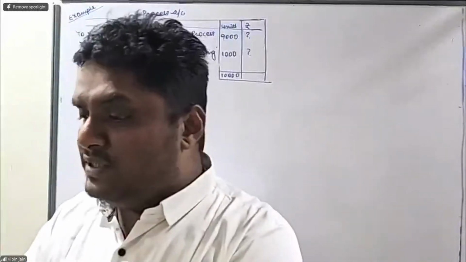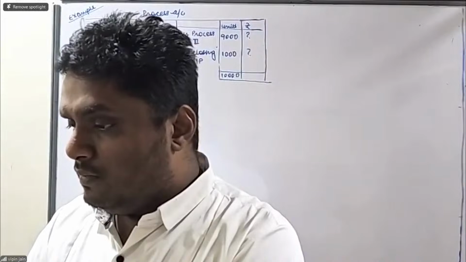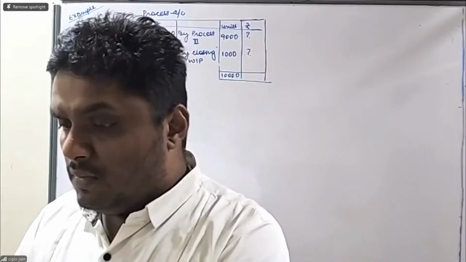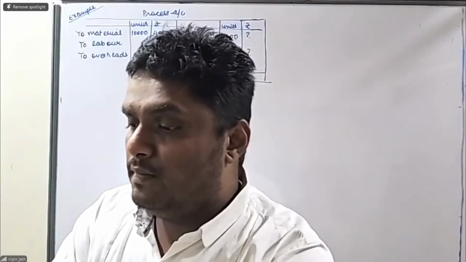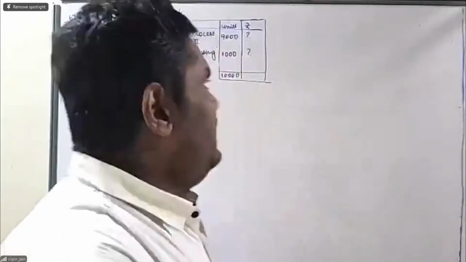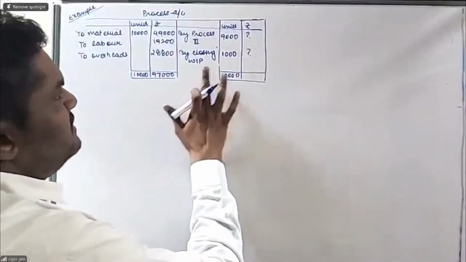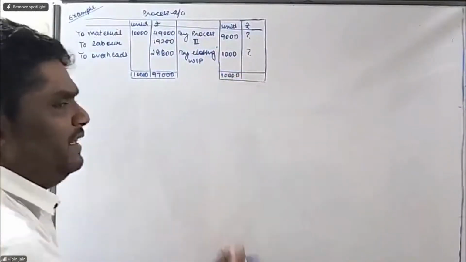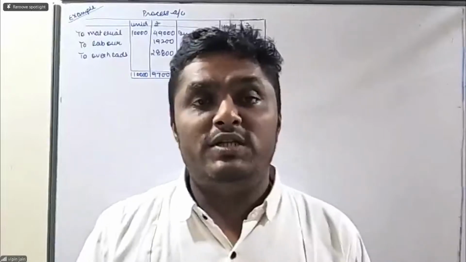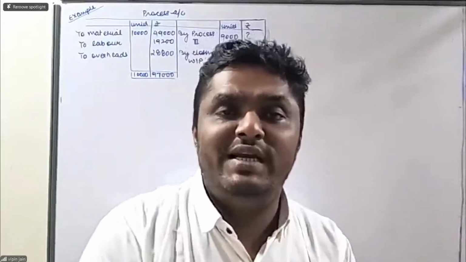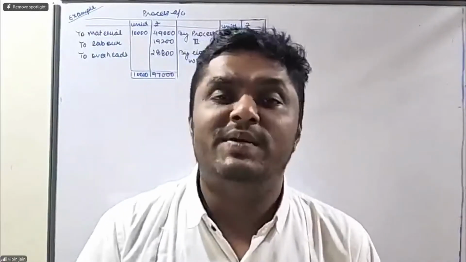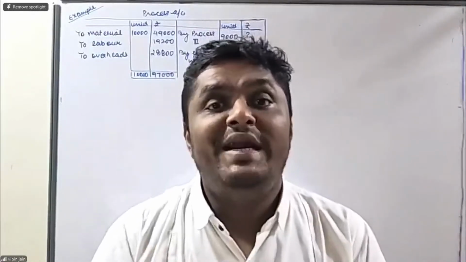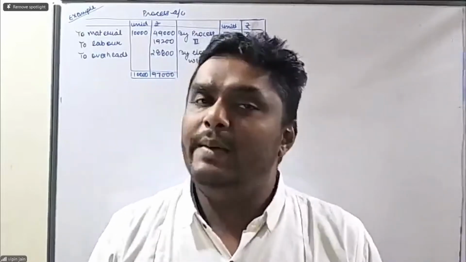Now herein, there are certain units that are not 100% processed. There are 1,000 units that are not 100% completed. They are only semi-processed. However, the breakup is also given that in respect of material, they are 80% processed, and in respect of labor and overheads, they are 60% processed. So we have to calculate separate equivalent number of units for material and labor and overhead.